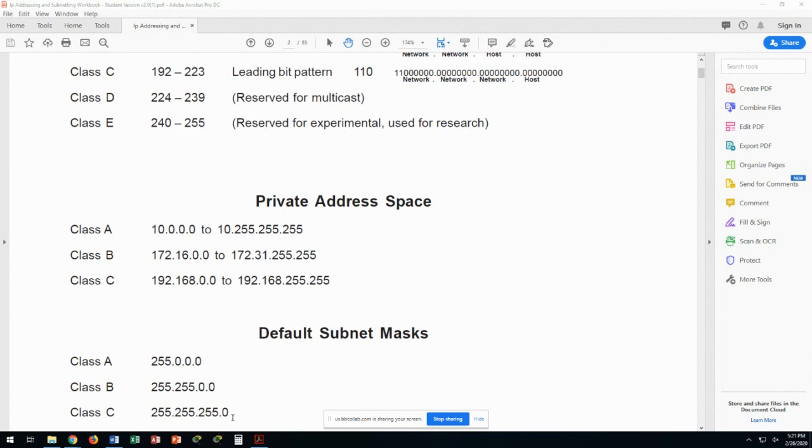And say we are on a class B, right? So we have 16 bits, we borrow 10. What's that leave us? 6, right? So then what is 2 to the 6th? 64, right? So we can have 1024 networks with 64 IP addresses on each network, right? And that's subnetting. So we'll get into it a little bit more.